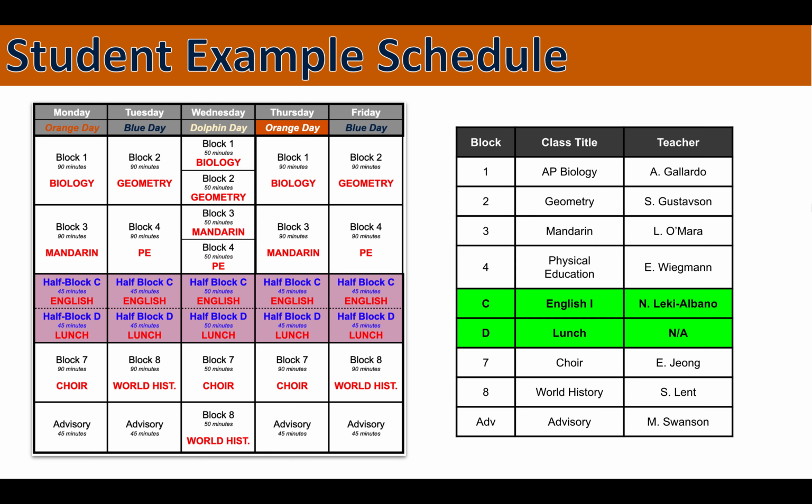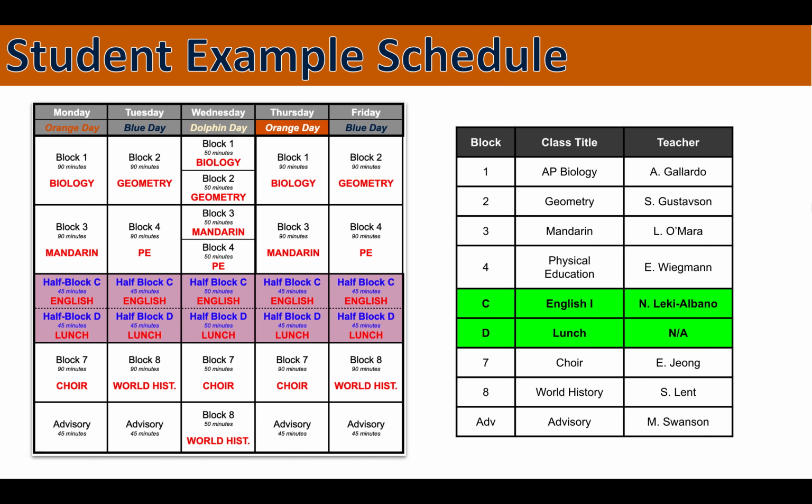If you notice, orange and blue days have certain blocks attached, and on Wednesday for dolphin day, all blocks 1 through 8 are shown. Notice advisory does not take place on Wednesdays with dolphin day. Now, notice how the half blocks repeat every day of the week. This is intentional, as each student must have a half block lunch paired with a class half block. So let's go through each class period so you can see how this works out.